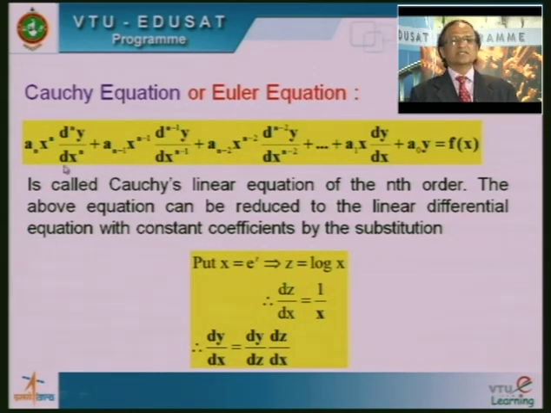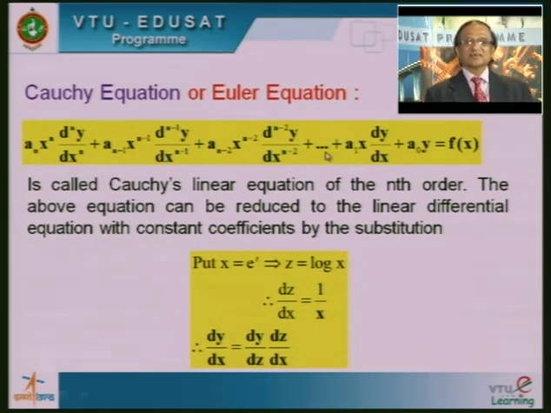Here the question is how I am going to reduce this equation into a linear differential equation with constant coefficients. For that reason, the method of substitution plays an important role. Now, I want to put x is equal to e to the power z. This implies z is equal to log x. This statement converts this equation into a linear differential equation with constant coefficients.